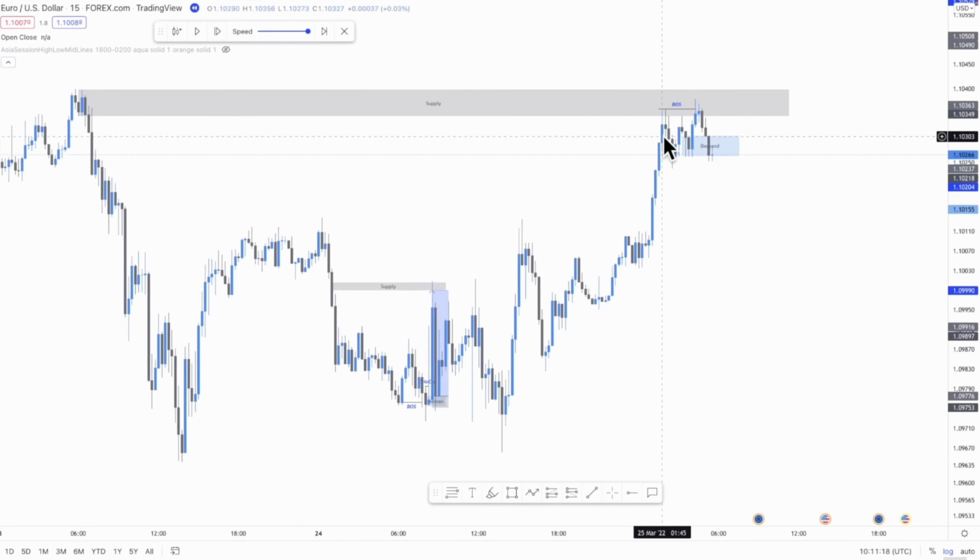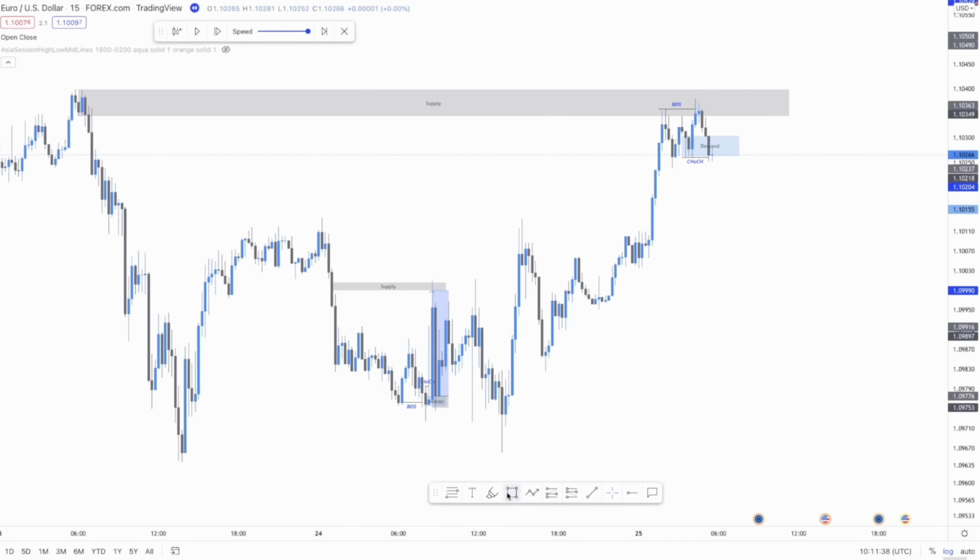Okay, so here we have the change of character happen. Why? Because we took the low that put in place this break of structure. Now we just mark this change of character out, CHoCH supply, here. There you go. This is the change of character to the downside, okay? Let me just make it so it's smooth there. So this is the change of character to the downside.